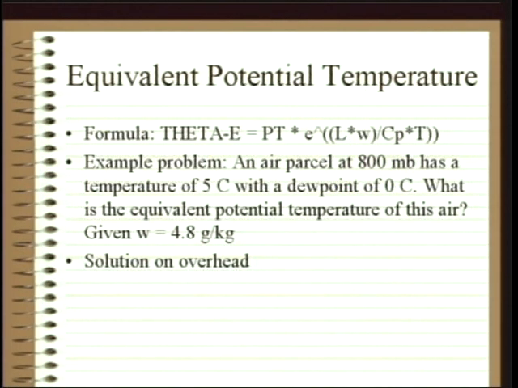So we'll look at an example of finding the equivalent potential temperature. An air parcel at 800 millibars has a temperature of 5 degrees Celsius with a dew point of 0 degrees Celsius. What is the equivalent potential temperature of this air? And once again, we're given the mixing ratio value of 4.8 grams per kilogram. So this is similar to the problem we had before, except we're going to take the parcel all the way down to 1,000 millibars and figure out what that value is. So on the overhead camera, we'll go over the solution to this problem.